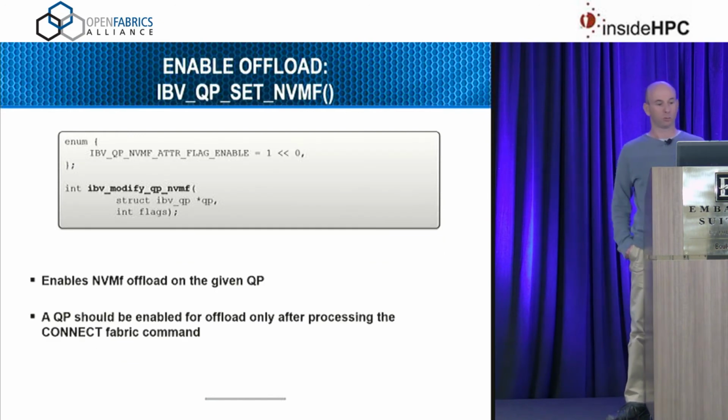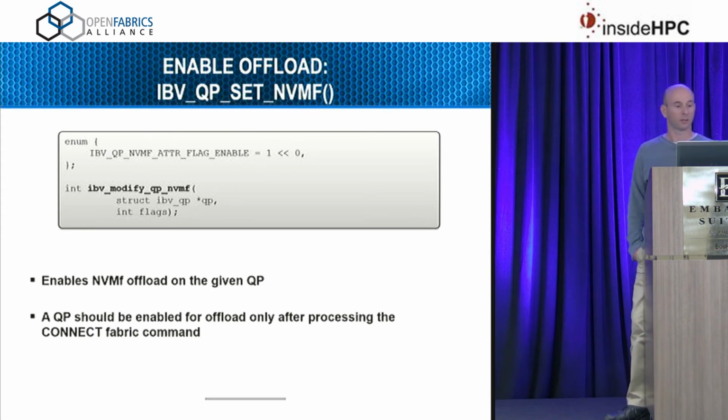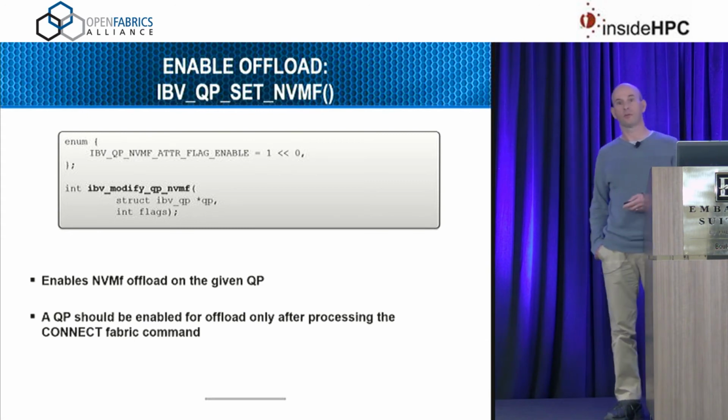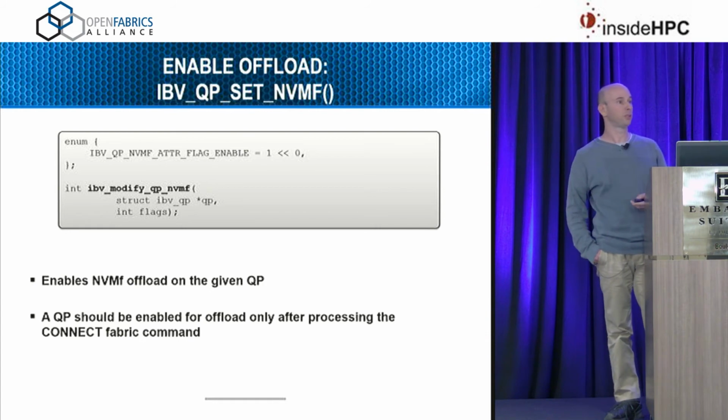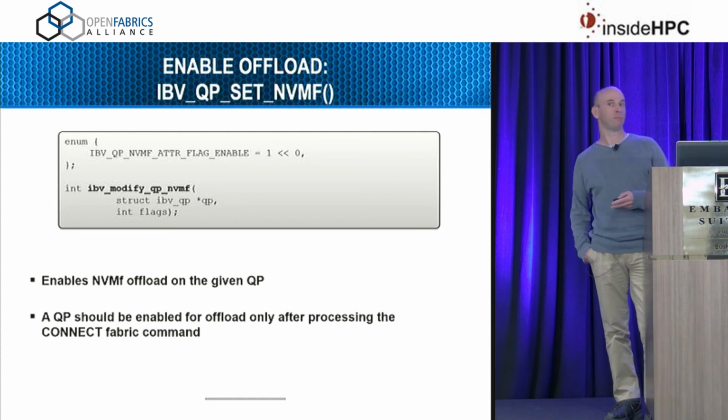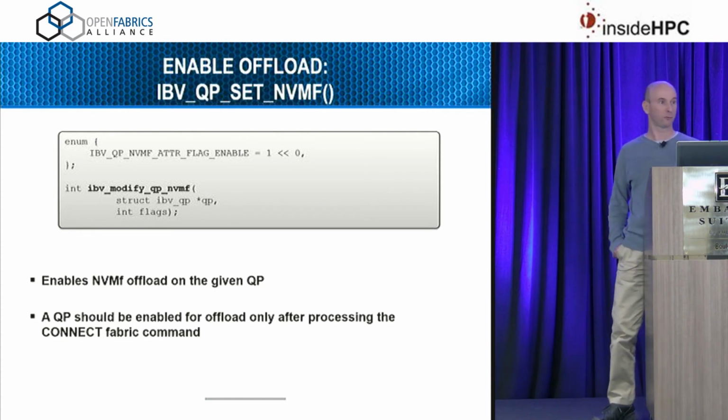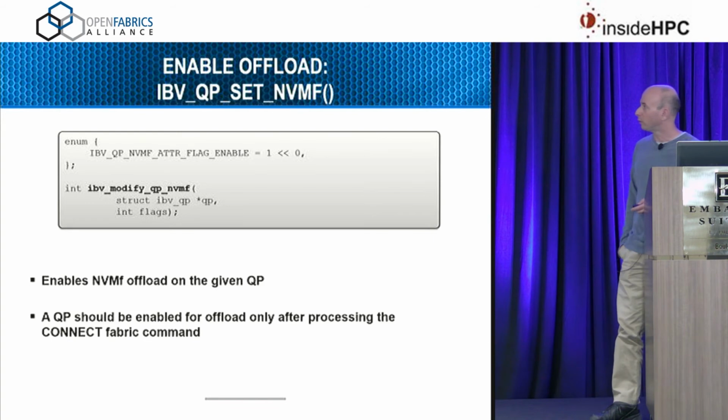The final thing that we need to do is enable acceleration. As I said before, this could happen after the QP was created and even after the QP has sent traffic, because the connect request, and after that you might want to do authentication, is something that's done by software. Only after you fully complete the connect procedure do you want to start offloading IO requests. So this is what we're going to do with a new modify QP that basically enables acceleration on the accelerated QP.